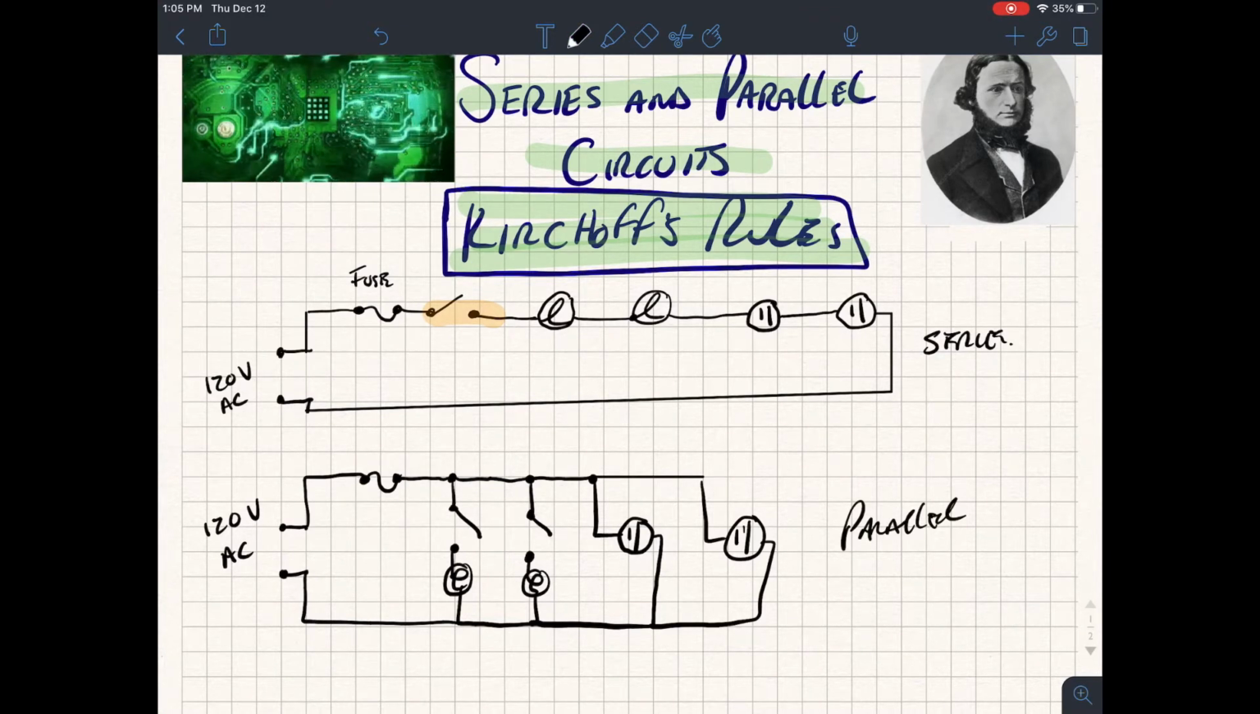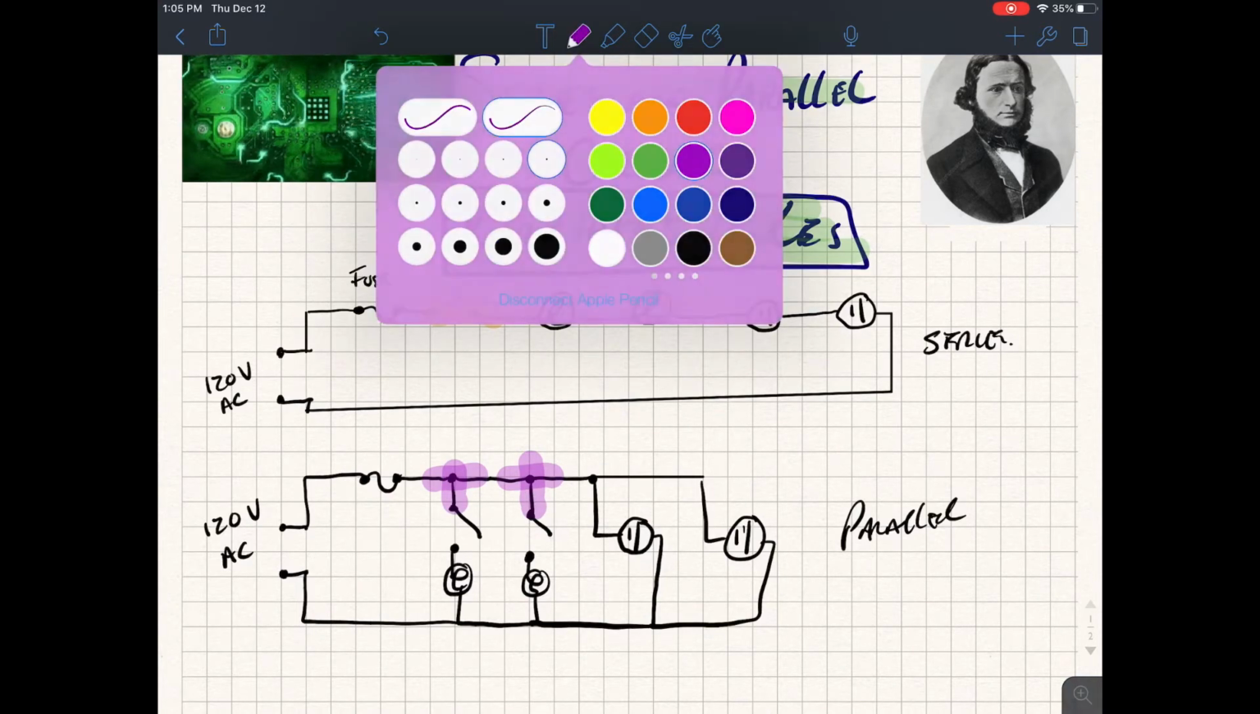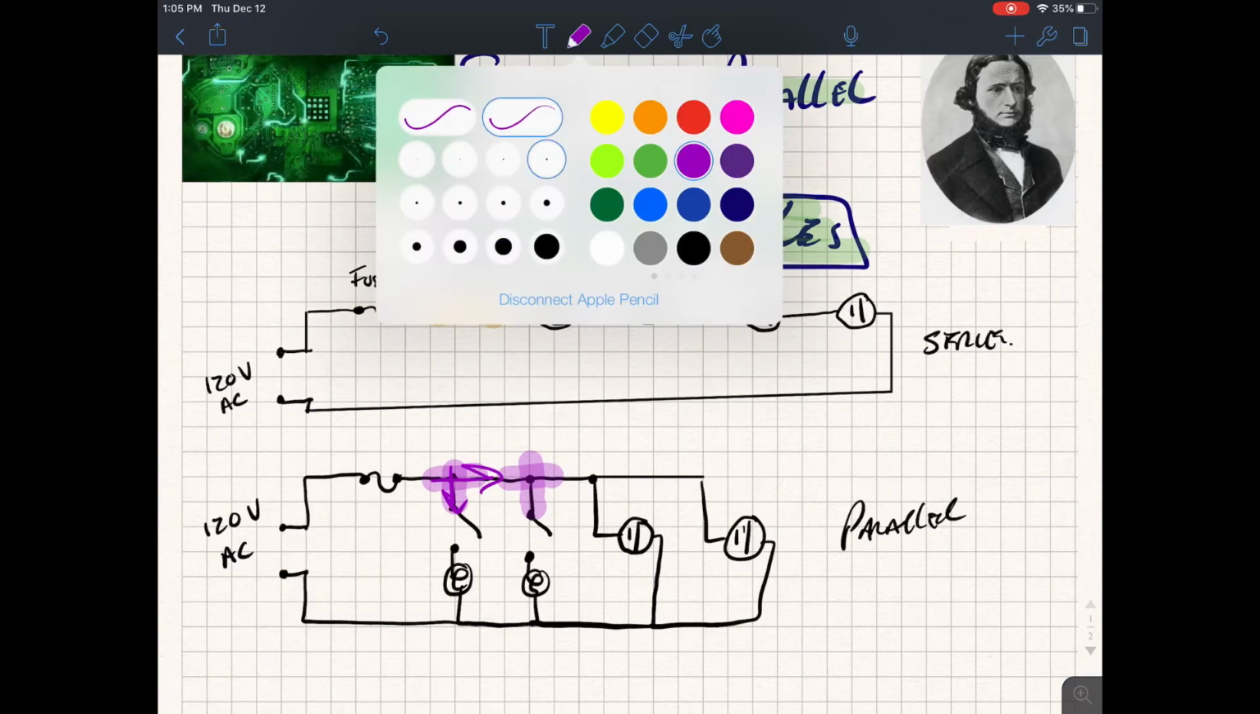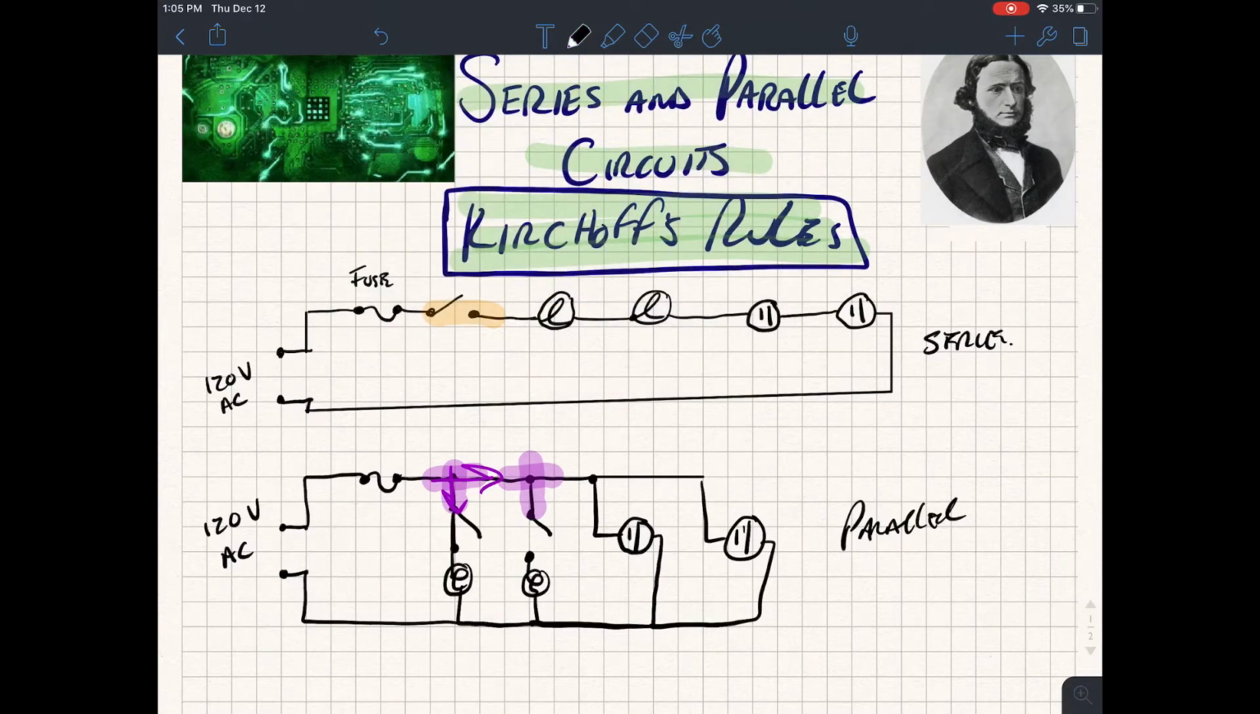Now, the important thing about a parallel circuit, and this is where the new stuff really begins here, is these junctions. You can see that we have a choice. Electrons have a choice. They can flow this way, or they can flow this way. Now, in order to flow down, of course, we would have to close that switch to allow electrons to flow. That's super important, and that's important because that's one of Kirchhoff's rules.